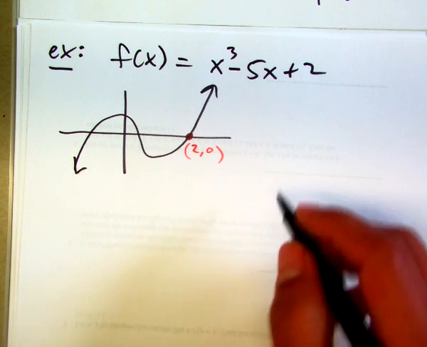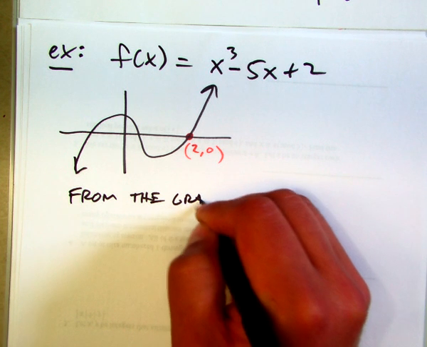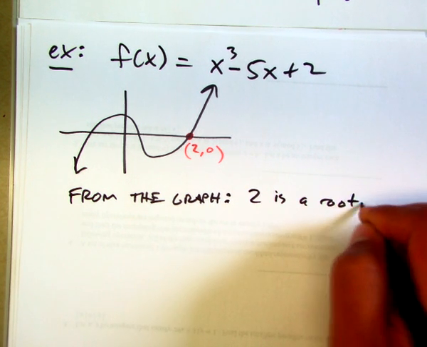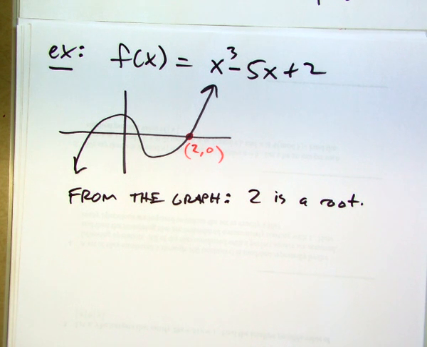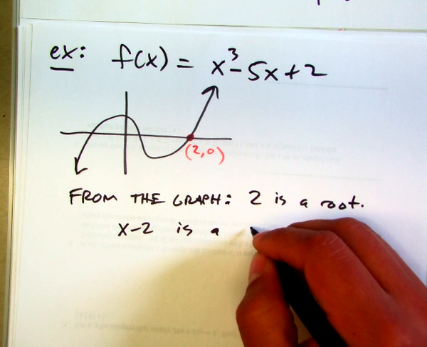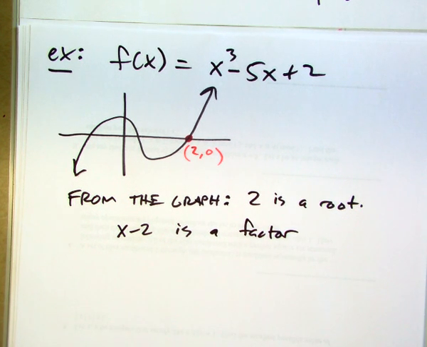So from the picture, what can we say? Yes, 2 is a root. What else does that mean? X minus 2 is a factor. And if it's a root, what happens when I divide x minus 2 into the original equation? It gives you a remainder of 0.